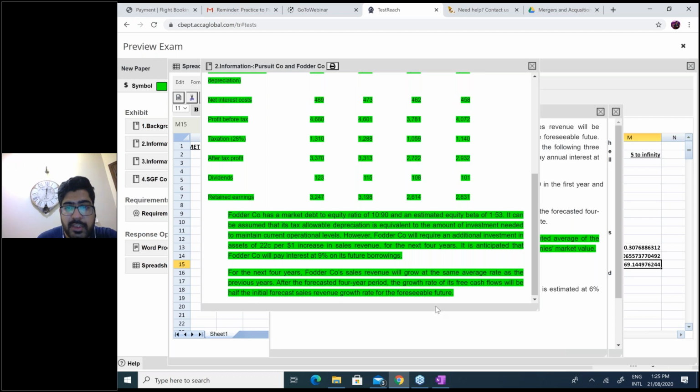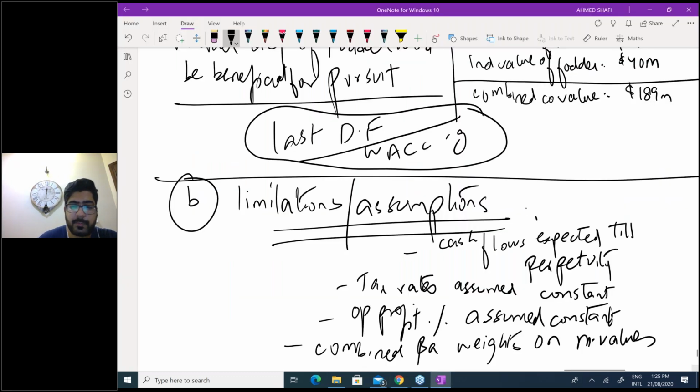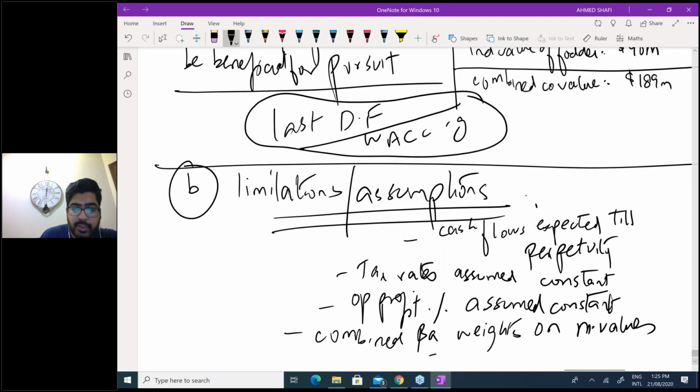Another thing, it can be assumed that TAD is equal to working capital. It's written in the question. It's an assumption or limitation, TAD equals working capital. So some things are given that it is assumed; just copy paste that. And some assumptions are genuine, like cash flows are working till perpetuity, tax rates are assumed constant, discount rates are assumed constant, operating profit percentages are assumed constant. So these are some assumptions which you need to write to earn some solid marks. Okay.